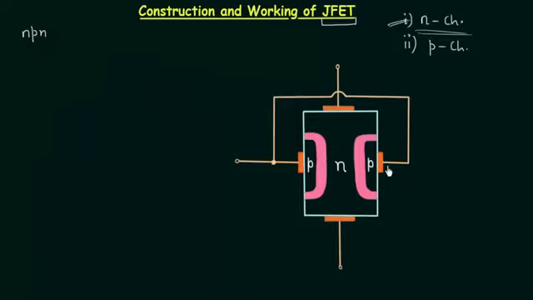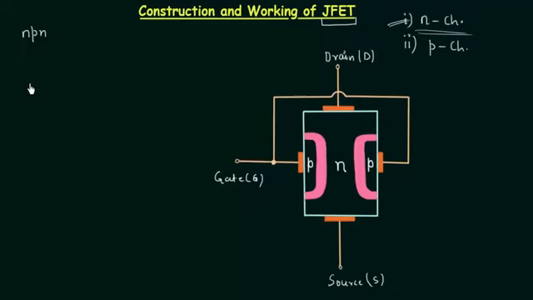You can see 4 ohmic contacts in this structure. This is the first ohmic contact, and this terminal is the drain terminal, represented by capital D. The second ohmic contact is this one, and the terminal here is the source terminal, represented by capital S. The third and fourth ohmic contacts are connected together, and one common terminal is taken out, which is called the gate. This is the gate terminal, represented by capital G. JFET is a 3-terminal device.